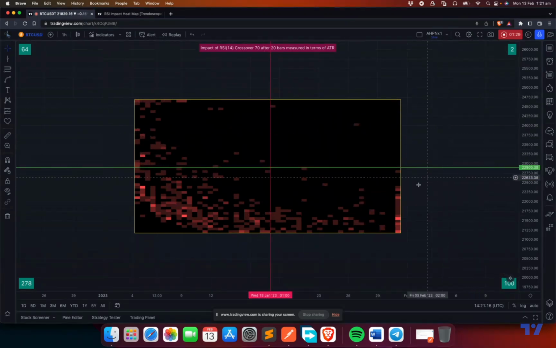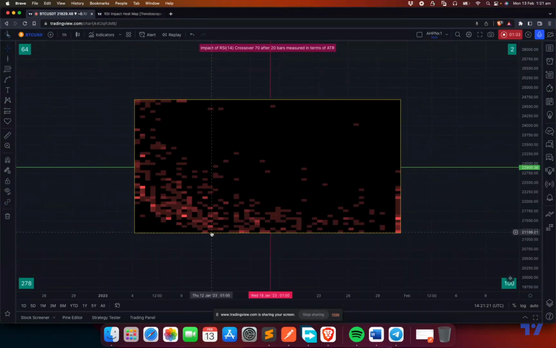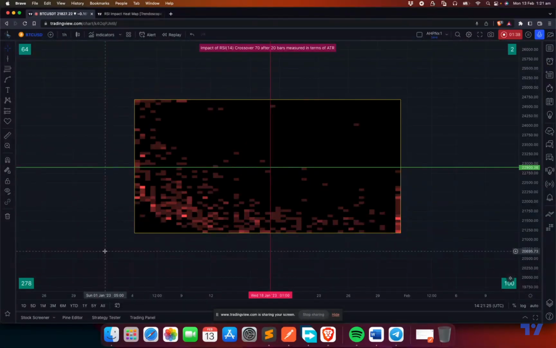Also, this is actually a scatter plot implementation using a heat map, since Pine doesn't provide any better ways to implement a scatter plot. I tried using tables to implement this.